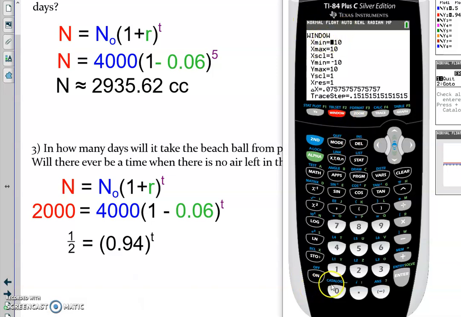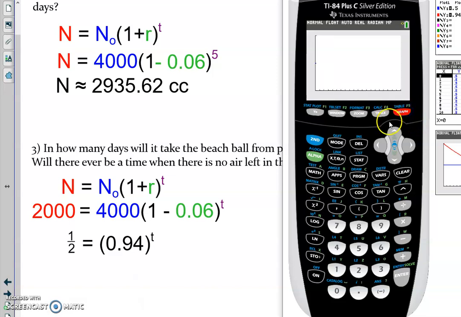My x minimum, well, I'm not going to have negative days, so I'll go 0. How many days do I think it's going to take for this ball to lose half of its air? Well, up here in problem 1, it took 5 days and it didn't go to half. I'm going to guess 20 days. Who knows? And I'll count by ones. That's fine. Y minimum, well, again, we're looking at 0. Y max, well, I know that my 1 value here is 1/2, so I'll just say Y max of 1.